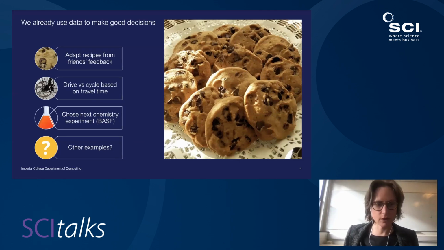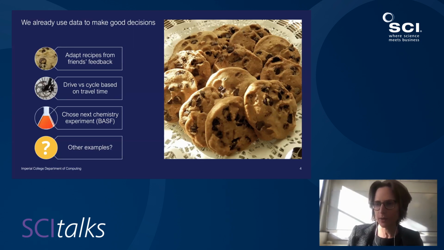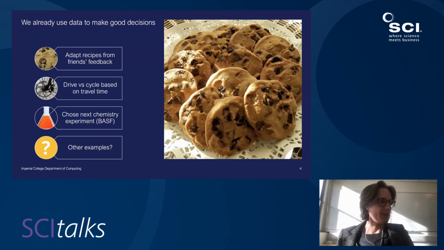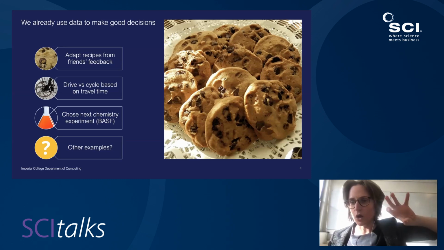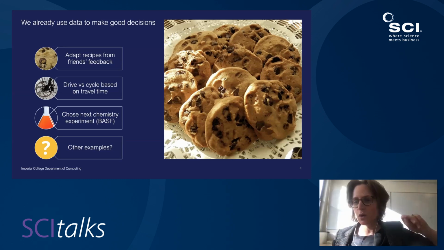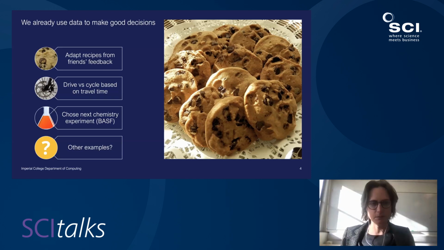What I'm going to do is use a number of different examples to think about how we already use data to make good decisions. So with BASF, what I do and think about a lot is how to choose the next chemistry experiment, how to decide what is the next experiment to set up so that we understand what's going on in this reaction, or what's going on in this flow setup, or whatever.